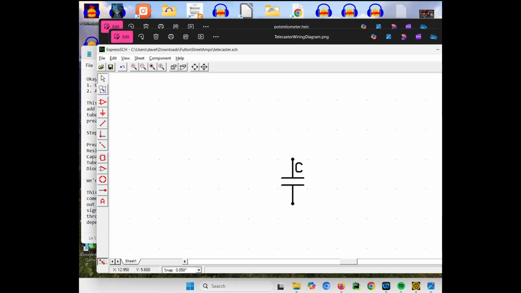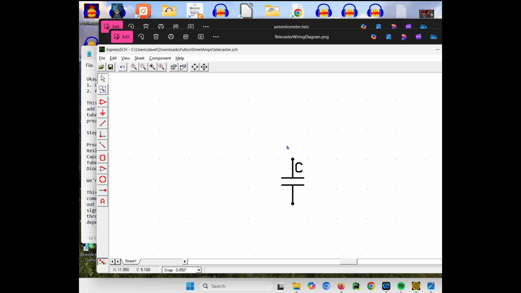Okay, so here we have the symbol for a capacitor. Now, a capacitor has a pretty important role in your preamp circuit because the capacitor actually allows you to control what frequencies you're going to have present in your guitar tone. Okay, so that is one of the properties of capacitors that make them really valuable to tube amplifiers.